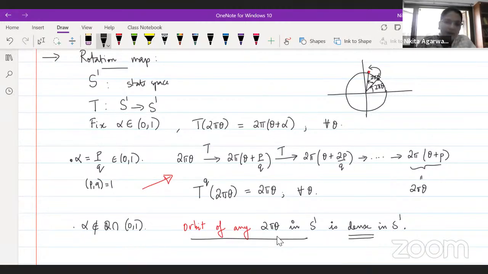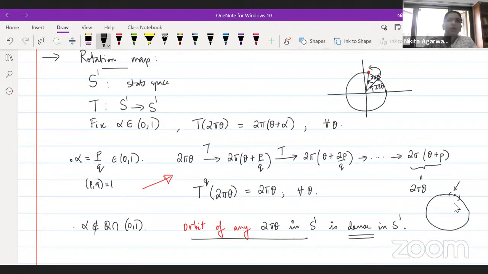I believe many of you are undergrads here and may not have yet learned the concept of dense. By dense, I mean that if I take any point on the circle and any interval or arc as small as you wish, there'll be a point of the orbit of this point which will land in this interval. Okay, I'll repeat. By dense here, I mean that on the circle, no matter how small the interval around a point, there will be a point in the orbit. So that means there is some n such that T to the n of 2 pi theta will lie in this interval. Okay, that's what I mean by density here.